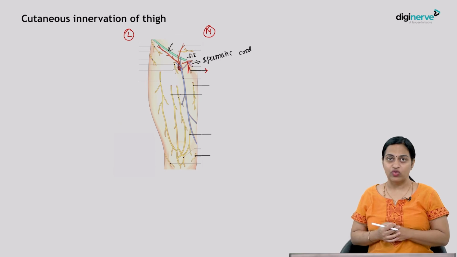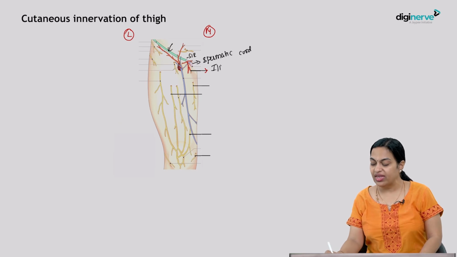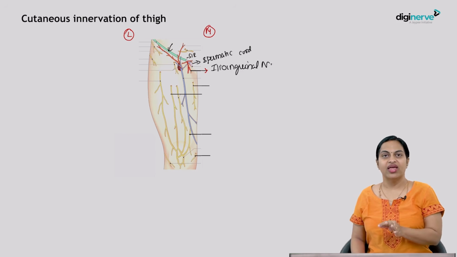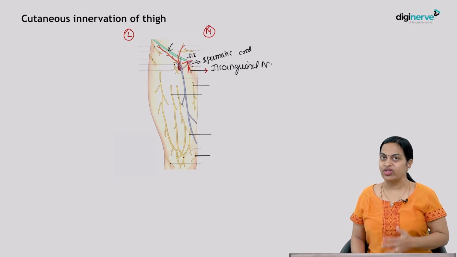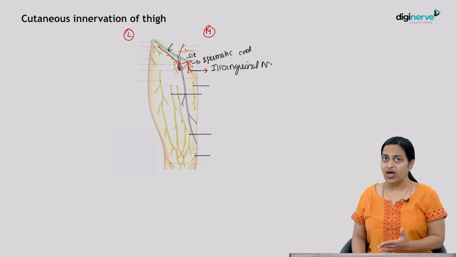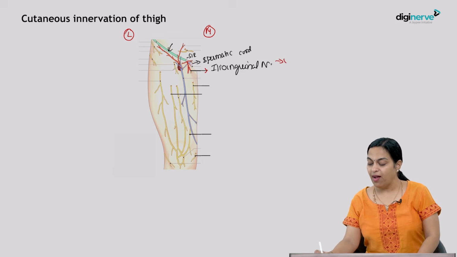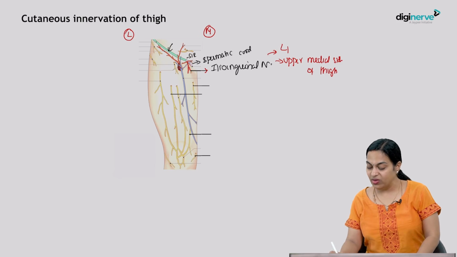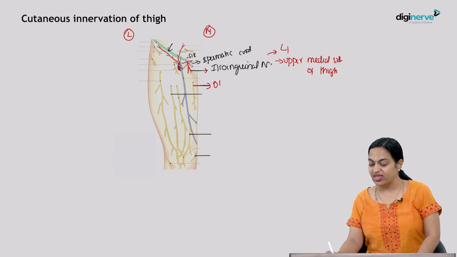Now, exiting out of the superficial inguinal ring, we have the ilioinguinal nerve. The ilioinguinal nerve traverses the inguinal canal and exits out of the superficial inguinal ring. And where do we get to see it now? In the thigh, in the upper medial side of the thigh. Please remember, it is coming from the lumbar plexus with the root value L1. And below that, this one here is the cutaneous branches of the obturator nerve.